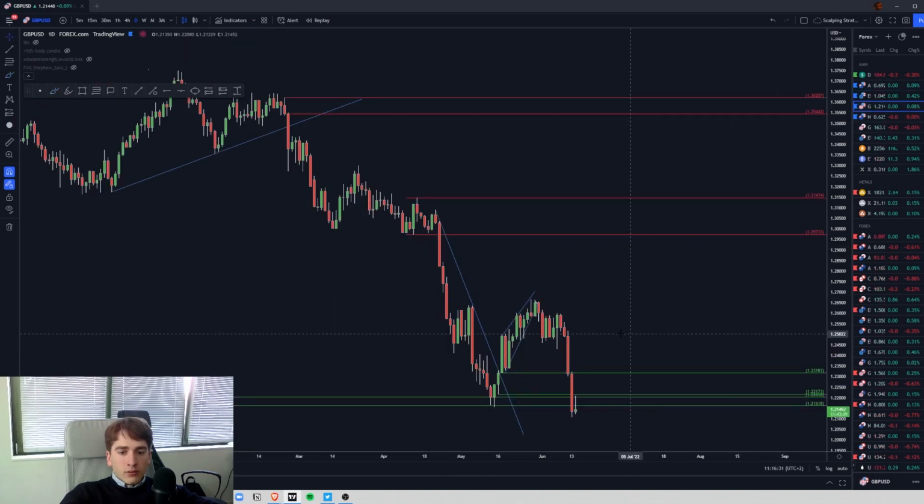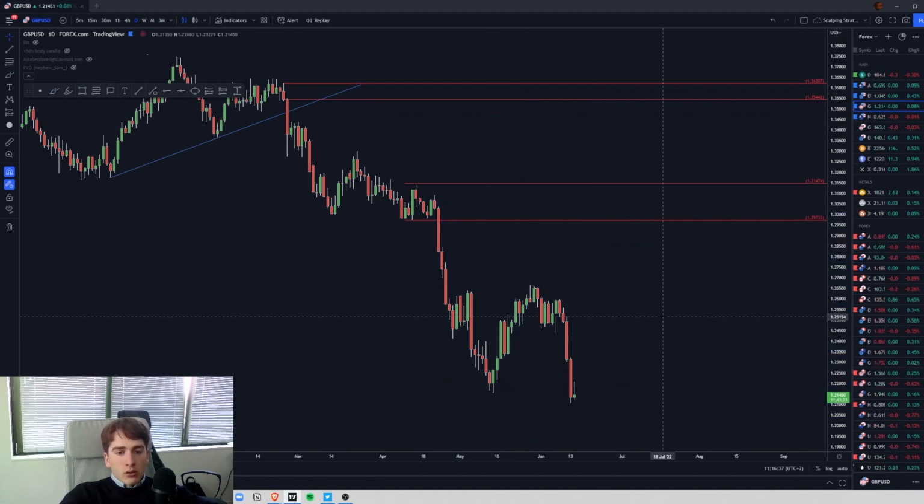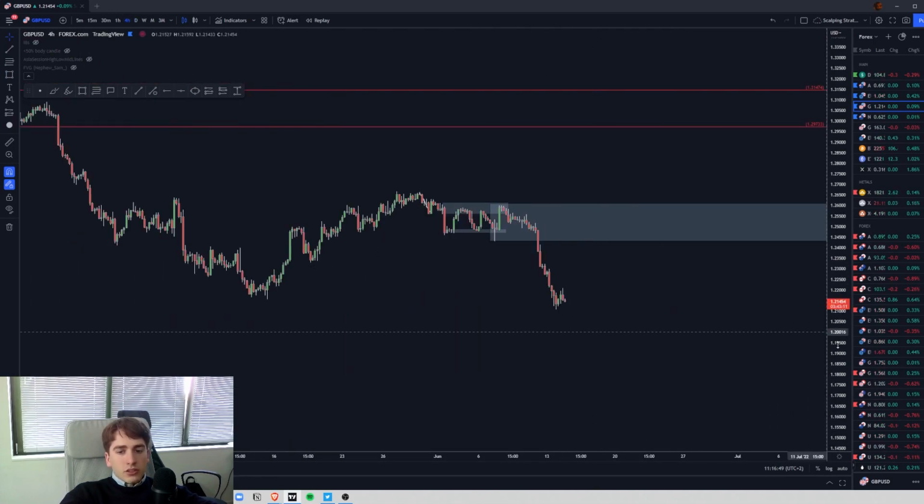Then pound dollar did not react to my demand zones at all, so I also did not try and take any longs. It has currently created a new area of supply located pretty much just over here. If pound dollar were to pull back, I would be looking for a new trade. At the moment, nothing really interesting on this pair.